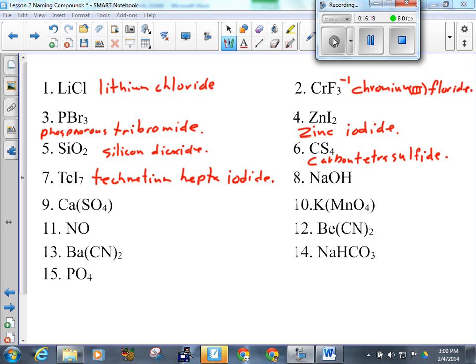So, in this case, we have a metal, sodium, with this. How can I tell if a compound has a polyatomic ion in it? It has 3 or more elements in it. Then it has a polyatomic ion in it. So, sodium is its own element, then oxygen, then hydrogen. That's 3 elements. So we're looking for a polyatomic ion. If we go to our polyatomic ion chart, we see that OH is called hydroxide. So this stuff is sodium hydroxide, right?